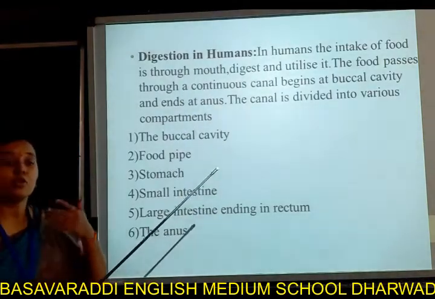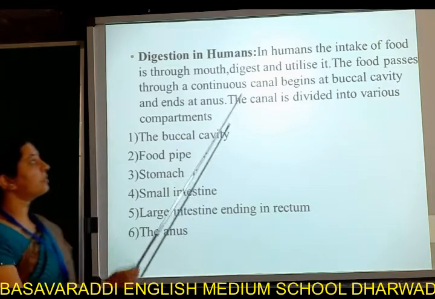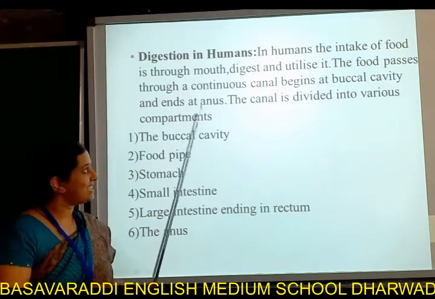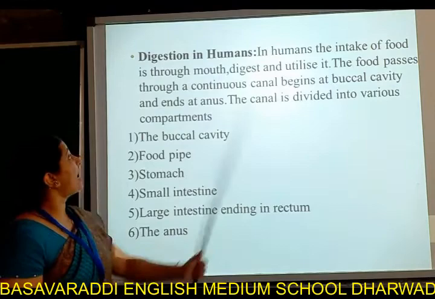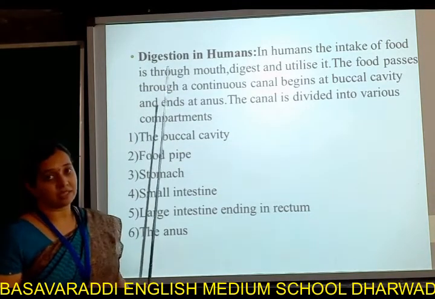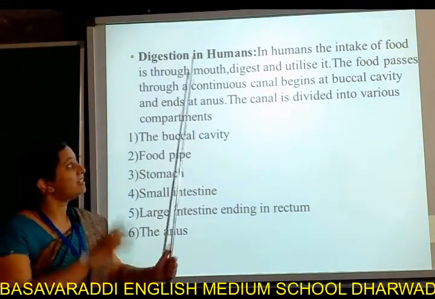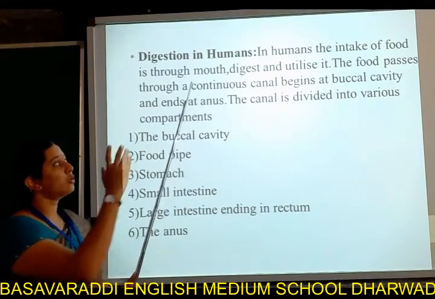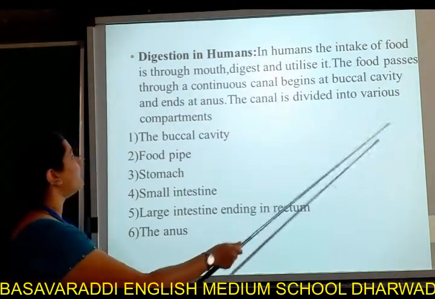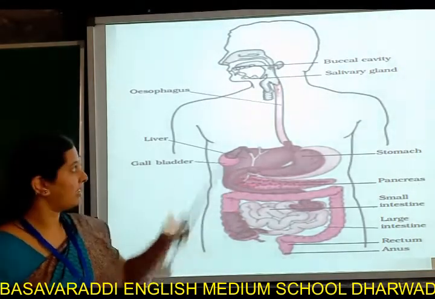Digestion in humans. Now, how does the digestion process take place in human beings? That we are going to deal with here. In humans, the intake of food is through the mouth. We take the food by mouth, digest and utilize it. The food passes through a continuous canal that begins at the buccal cavity and ends at the anus. The canal is divided into various compartments. So this is your complete digestion diagram.